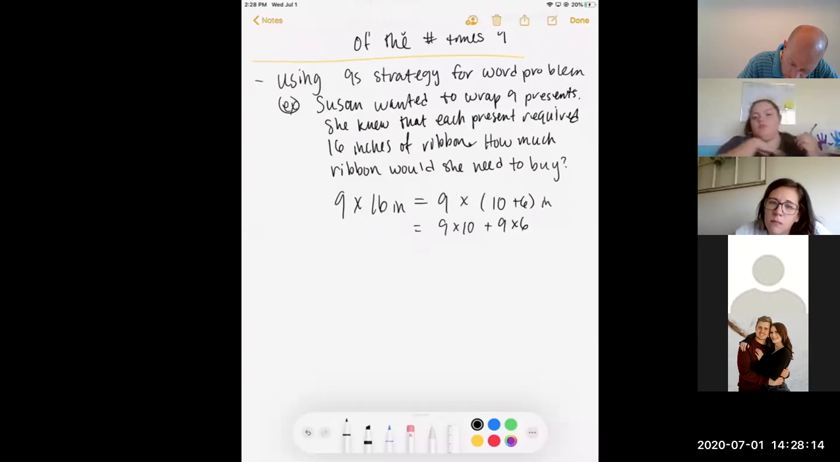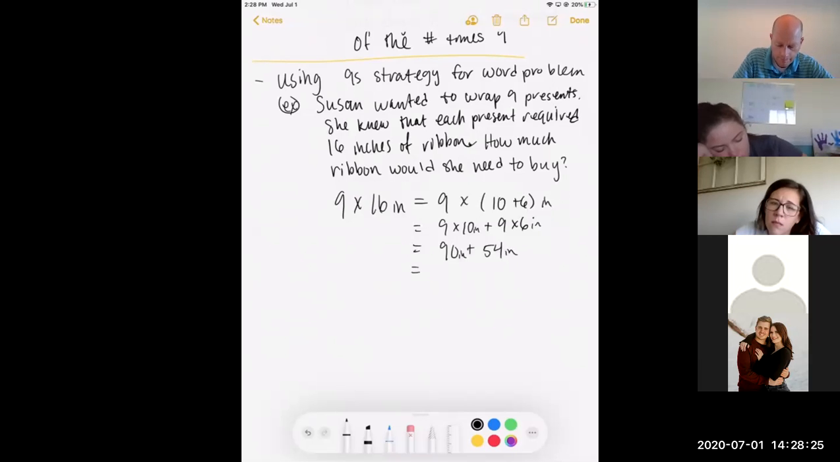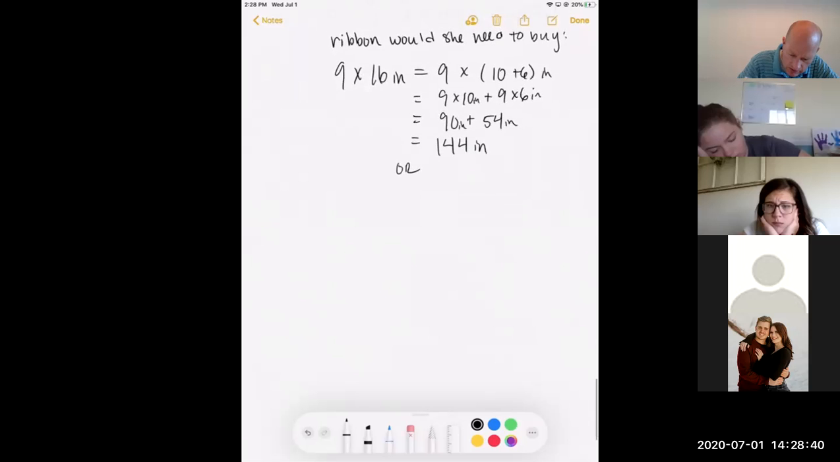90 plus 54. And then what did you do? I added the 90 and the 54 and got 144 inches. Good. Excellent. So we can do 9 times 16 inches with our 10 minus 1 thing.